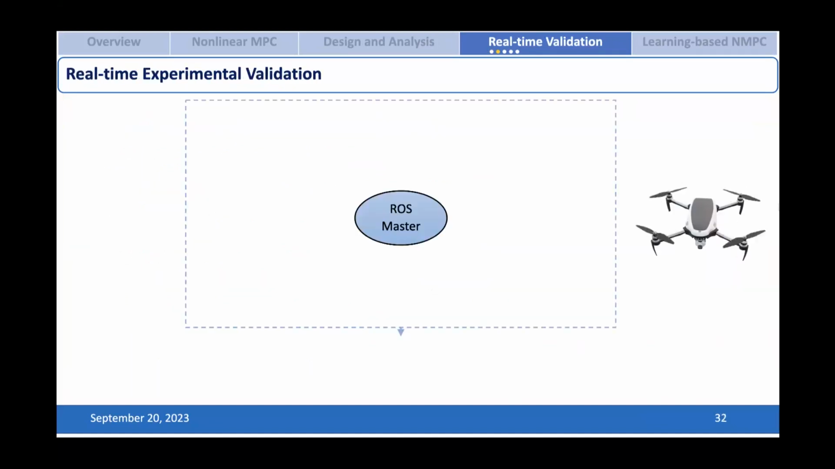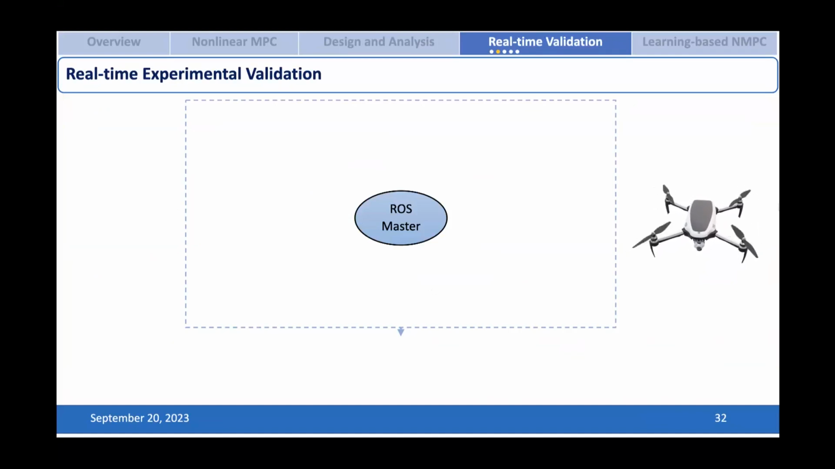But in order for this to work, we have to inject this Python code into a real-time platform that can control the vehicle. In this case, we are using ROS, which is Robot Operating System, a meta operating system that works on top of Ubuntu, and we can use it to control the drone in real time.